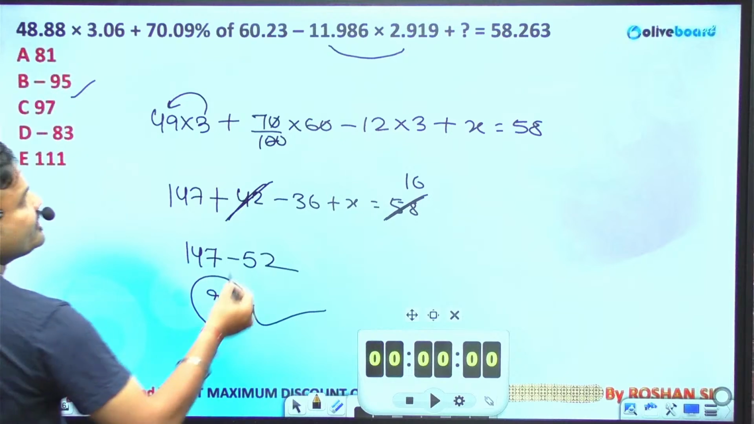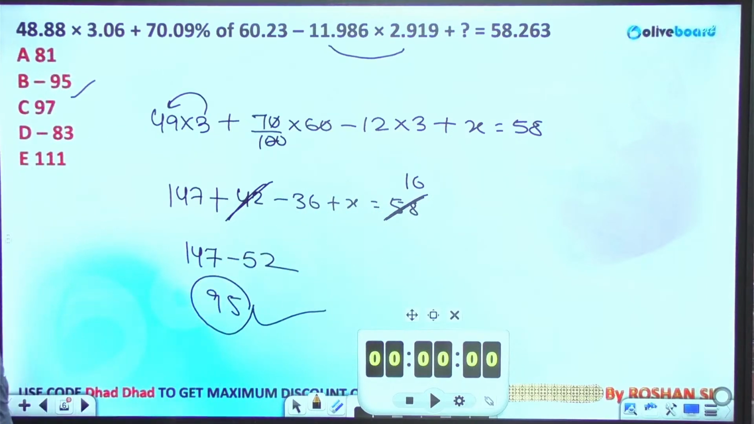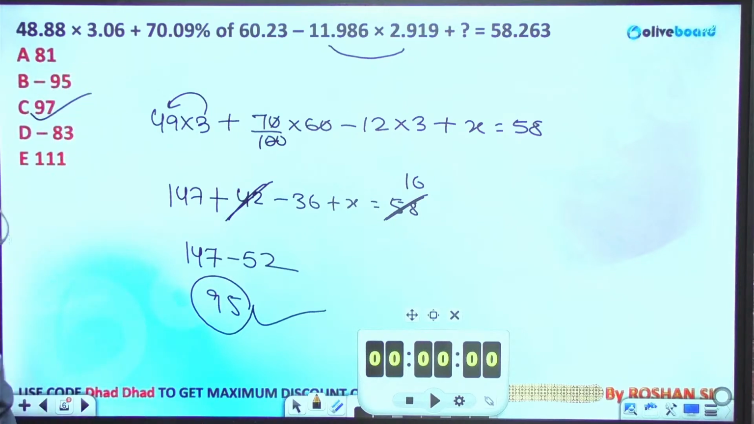So what is remaining? 16 is over here, and this 16 will come this side, and this will be 52. So 95. So 95 is the result. Also positive 95 is there now, so you can go for this 97. The answer was not negative, it is a positive value, so you can go for 97.